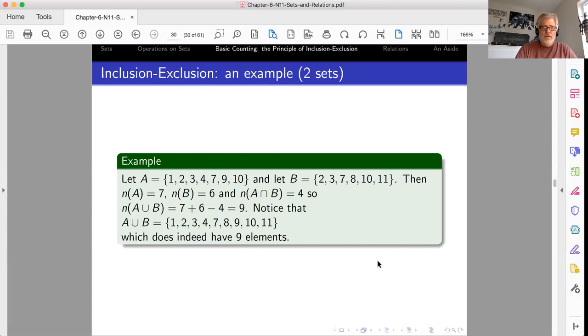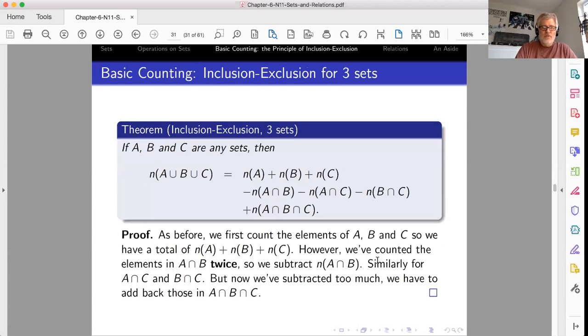Absolutely. Okay. Let's go to 3 sets, which is slightly trickier, but it's the same idea. Okay. So the name inclusion exclusion is exactly this, is that you're including some elements and then excluding some because you've counted them too many times. Okay. So here's a formula to count the number of elements in the union of 3 sets. Okay. So I have 3 sets A, B, and C. And I want to count the number of elements in the union of A, B, and C. A union B union C.